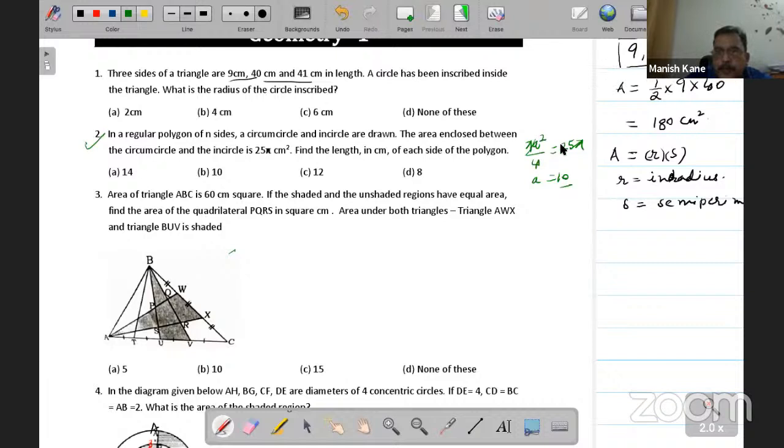So, is this clear? Area between circumcircle and incircle of a regular polygon. Mind you, it's only for a regular polygon, not for any random polygon. Only for a regular polygon. No matter what the number of sides, the area is always equal to pi a square by 4, where a is the value of the side.